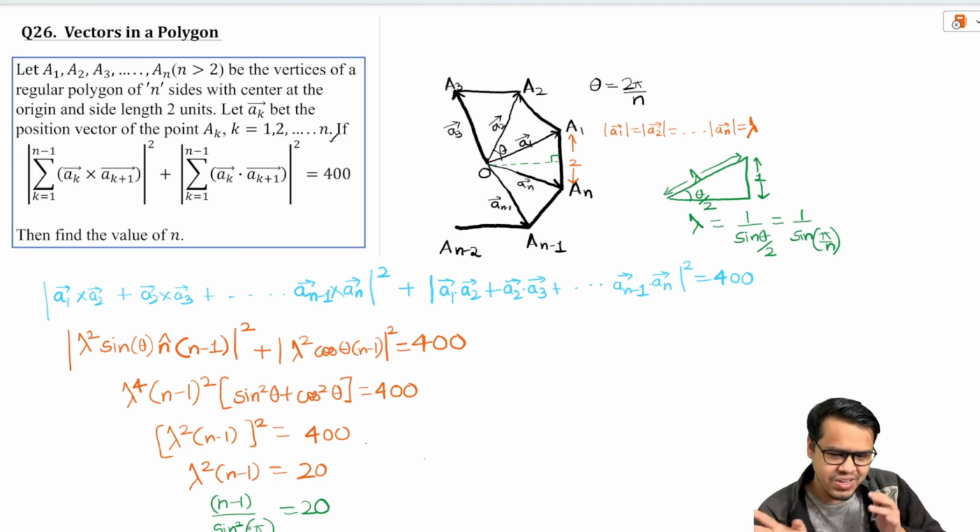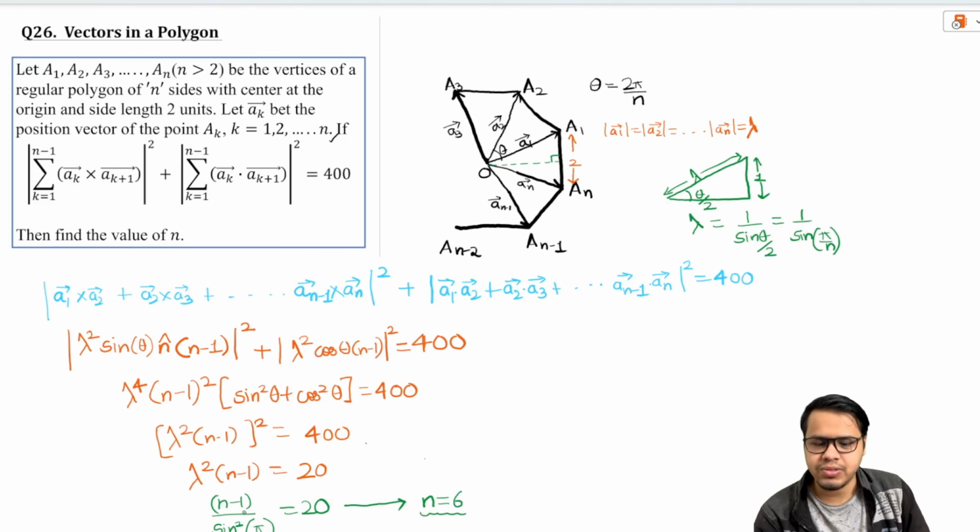So we can try to estimate the values, or we can just hit and try. And if you hit and try, let's try to put 6. N is equal to 6 works because it becomes 5. And sine square pi by 6. What is sine pi by 6? Sine pi by 6 means sine 30 degree. Sine 30 degree is half. Its square becomes 1 by 4. So 5 into 4 is equal to 20. It works. Any other value will not work.